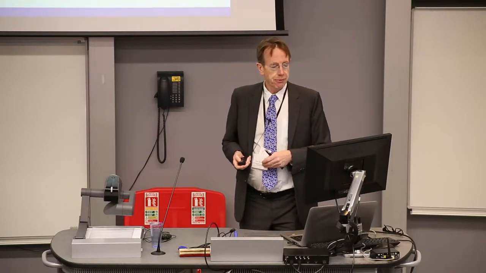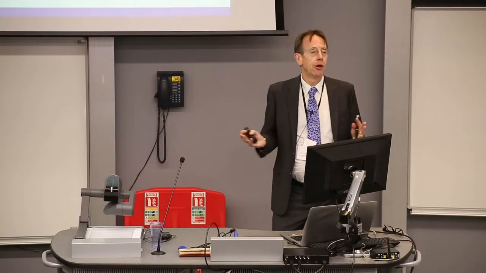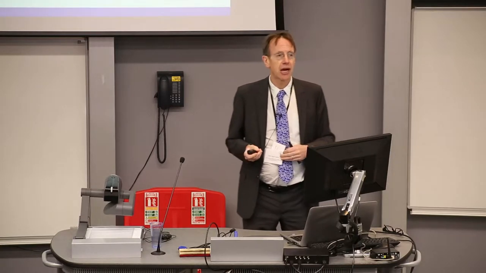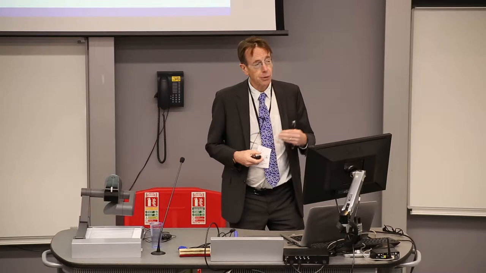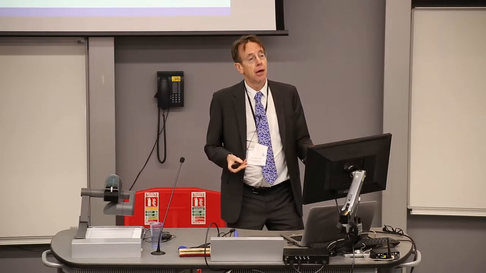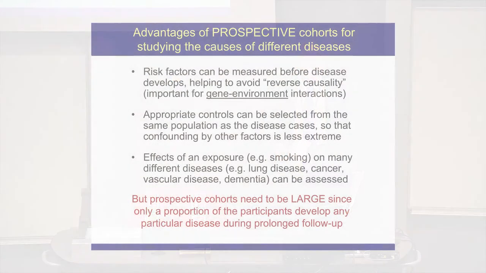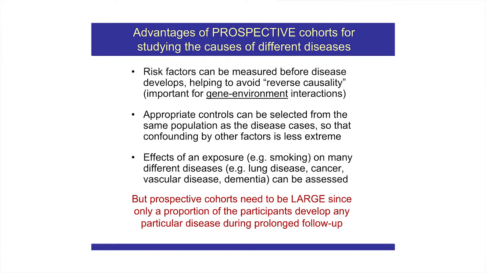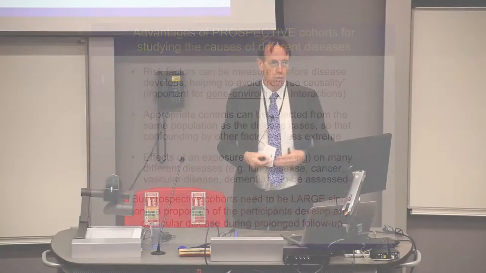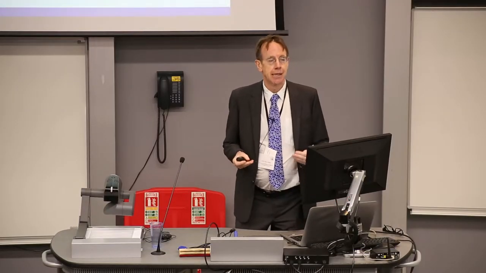But the advantage of prospective studies is you can avoid the reverse causality issue, and particularly if we're interested in not just genes, but gene-environment interactions, then we do want to do that. We can be pretty assured that the controls are from within the same kind of population, so we minimize confounding. And although they're very inefficient in the short term, you have to study quite large numbers, and most of the people that you study won't actually be informative about any particular condition. Of course, unfortunately, as we heard from Chris Whitty, all of the people in such studies will be informative about many conditions in the long run.